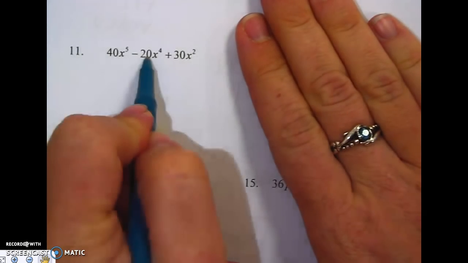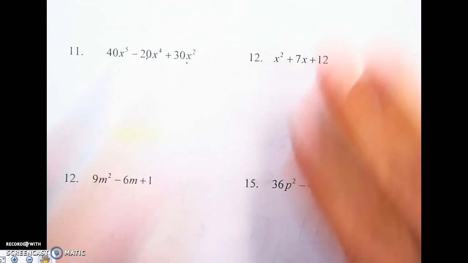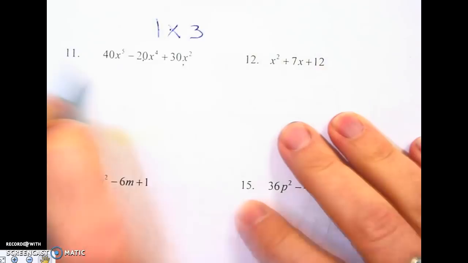All right, let's go to the back. Remember, the first thing you want to look to see is, do they have something the same? Since they all have an x, you know it's going to be a 1 by 3.